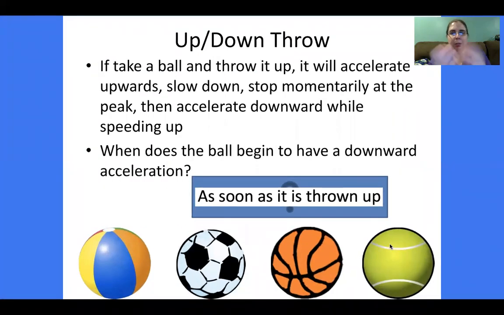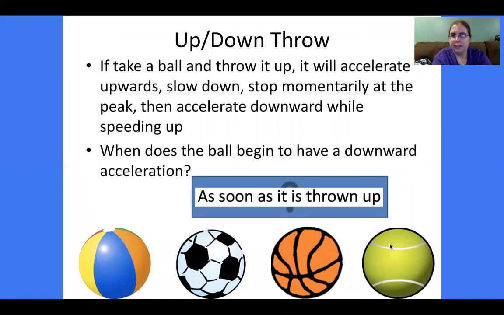So if you take a ball and you throw it up, we can all agree it would accelerate upwards. It would slow down, it would stop momentarily at the very peak, and then it would accelerate downward while speeding up.